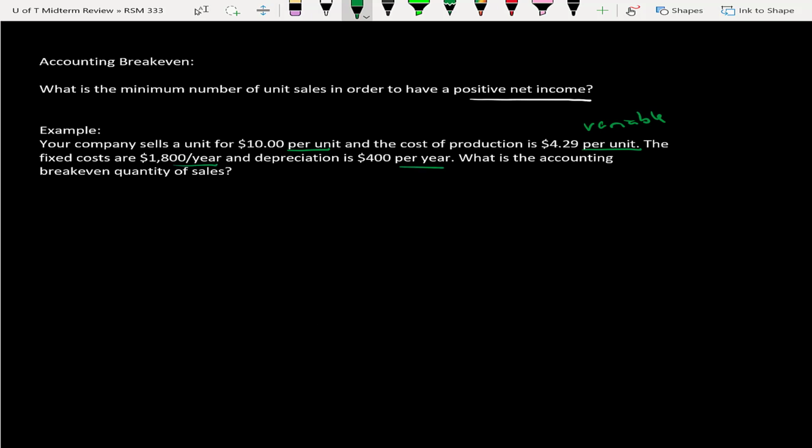So anything that is time-based is going to be fixed. If it's per month or per year, that'll be a fixed cost. And the formula for this is relatively straightforward. It doesn't take into consideration time value of money or anything like that. The formula says you just use this: Q = (FC + D) / (P - C). Q is the break-even quantity.